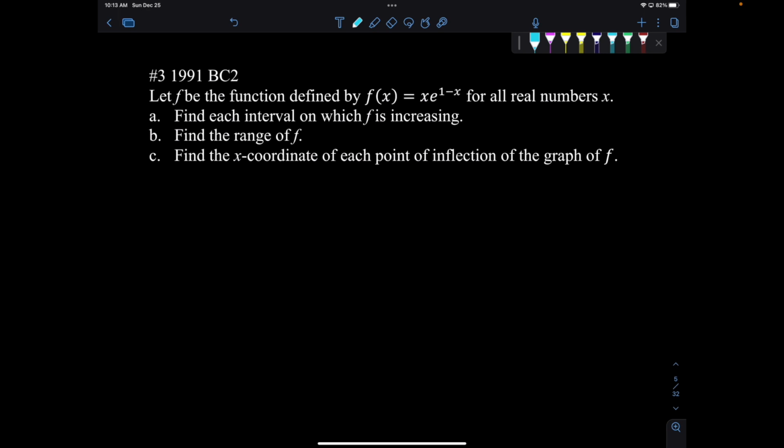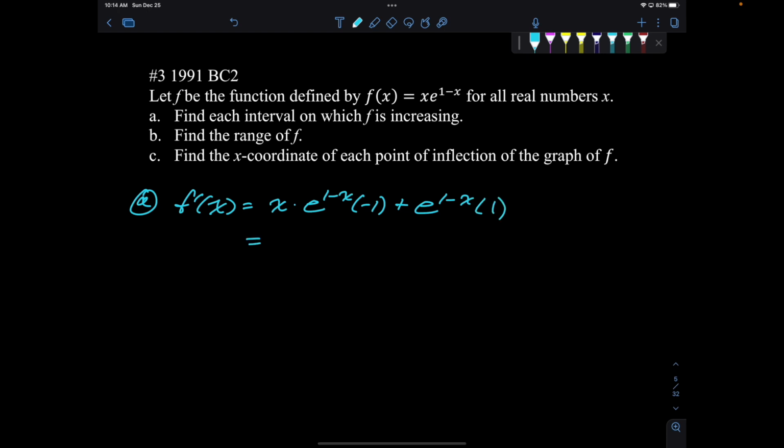Increasing, immediately I think first derivative. So I'm going to find that. f prime of x is first times derivative of the second, e to the 1 minus x times negative 1, plus second, e to the 1 minus x, times derivative of the first, which is 1. Always a good idea to factor this if you can. I'm going to take out e to the 1 minus x, which leaves me with negative x plus 1, so I'm going to write 1 minus x. So this is f prime of x.